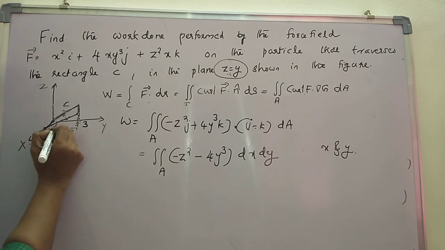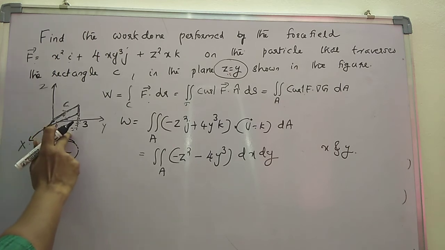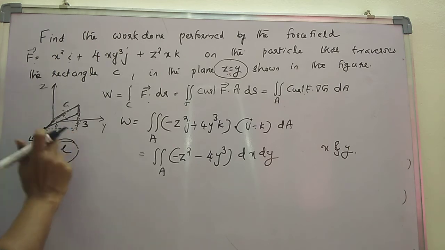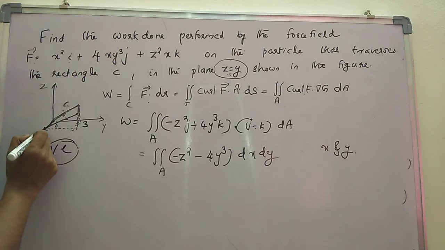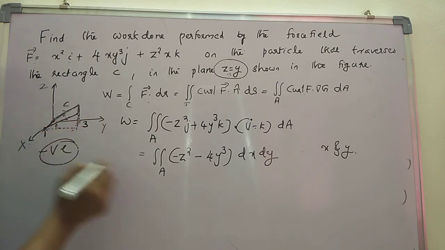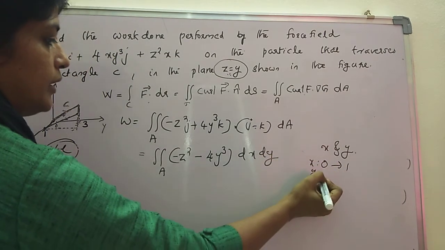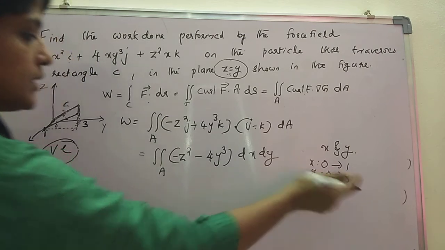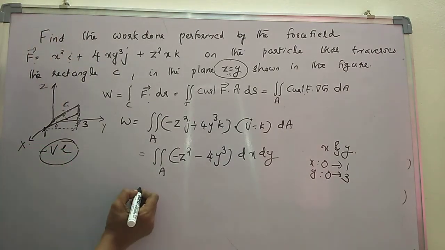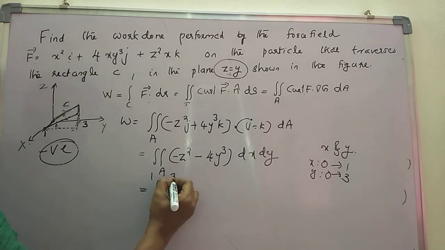So here you need not evaluate anything else depending on the range. You can just take x varies from 0 to 1 on this side of the rectangle and y varies from 0 to 3. You can see that it is given in the figure itself. So it is equal to the double integral, x variation 0 to 1, then y varies from 0 to 3.